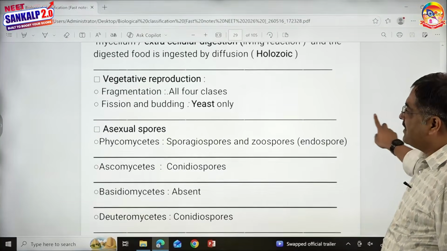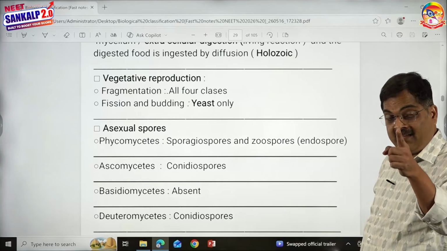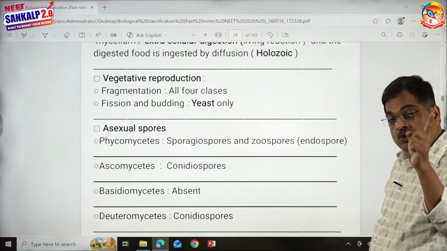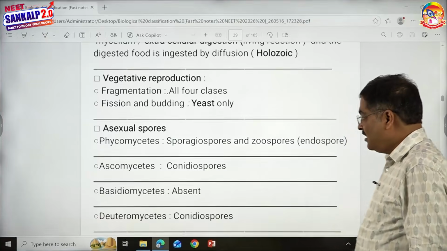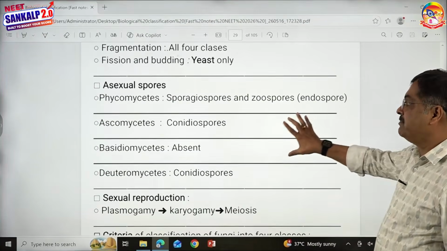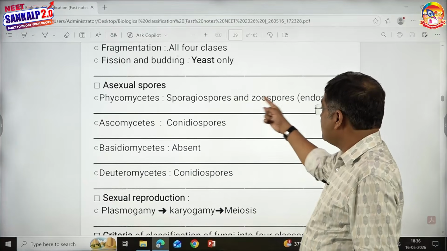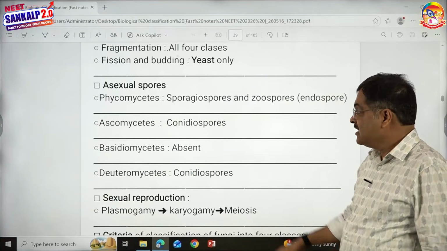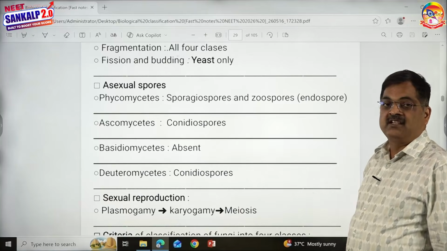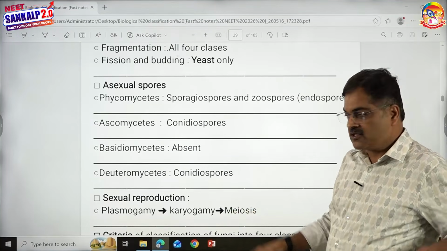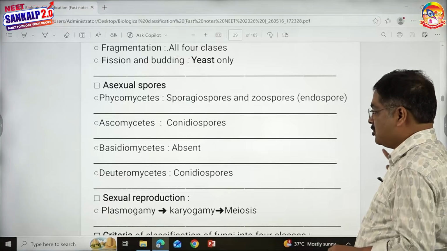Vegetative reproduction is by fragmentation, children, in all 4 classes. Fission and budding are given in your textbook, but they did not tell you in which organism you're going to see this: only in yeast. And this is a very important part of the syllabus, children. In Phycomycetes, asexual spores are sporangiospores and zoospores. In Ascomycetes, it is conidiospores. In Basidiomycetes, asexual spores are absent. Whereas in Deuteromycetes, asexual spores are conidiospores.